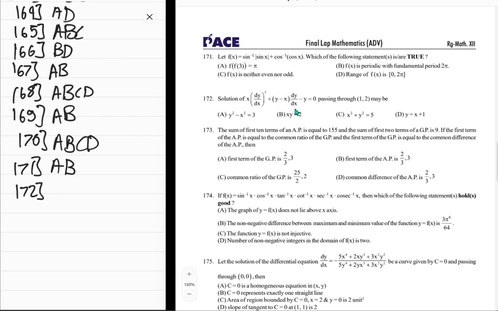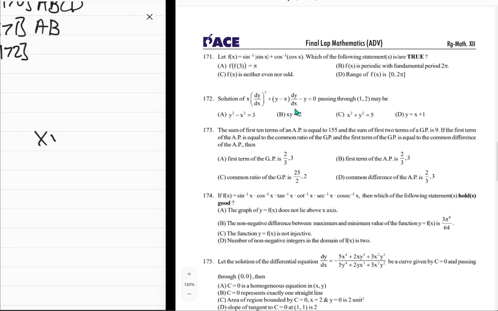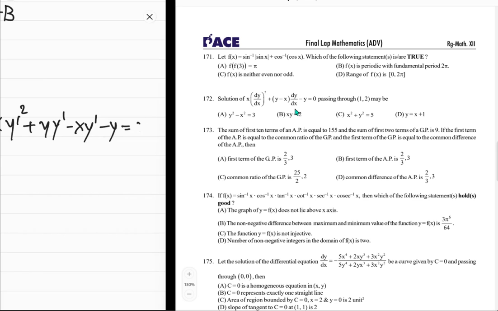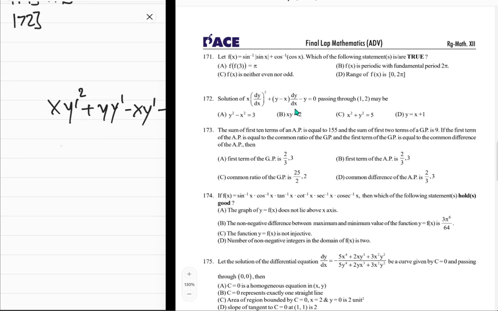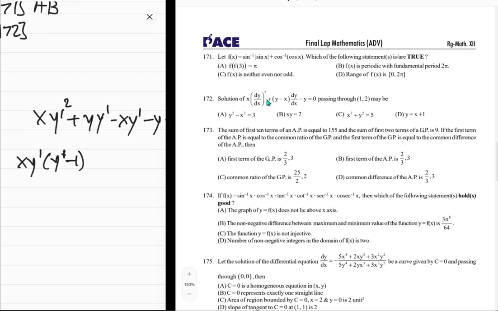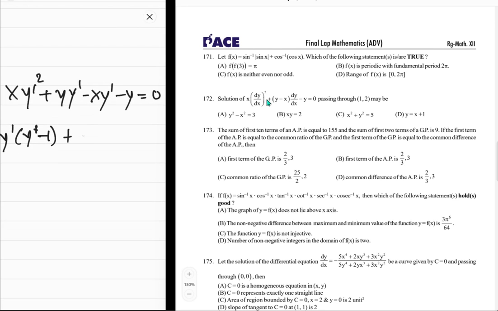This is not nice at all. dy upon dx is xy dash square plus y dash minus xy dash minus y is equal to 0. That's what you're saying. Factorizable somehow, maybe. So xy dash common, then it's just y dash minus 1. Yeah, actually it is in fact as well, because negative xy, right? Oh, it's the same thing. Okay, so xy dash (y dash minus 1) and then plus (y dash minus 1).